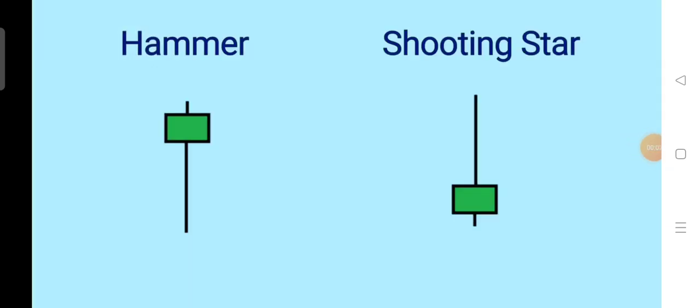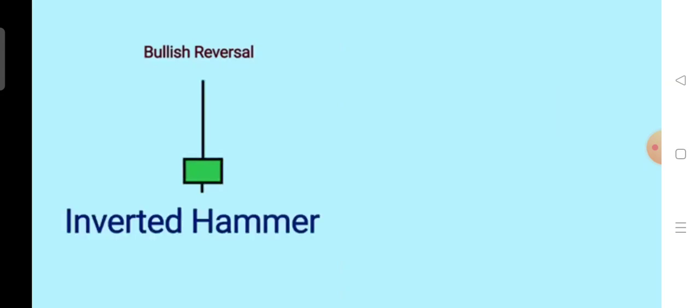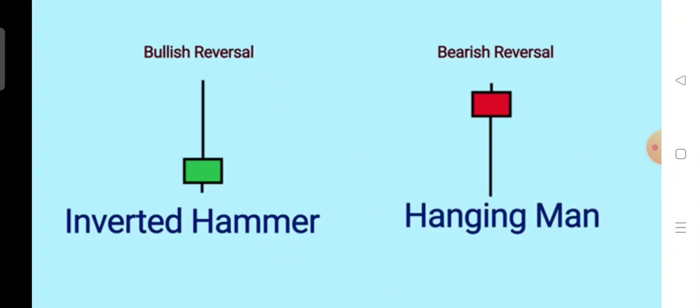Shooting star reversal patterns, one bullish reversal and the other bearish reversal, both mirror images of each other. Now in this video we are going to study two more mirror image reversal patterns. The bullish one is called the inverted hammer and the bearish one is called the hanging man.